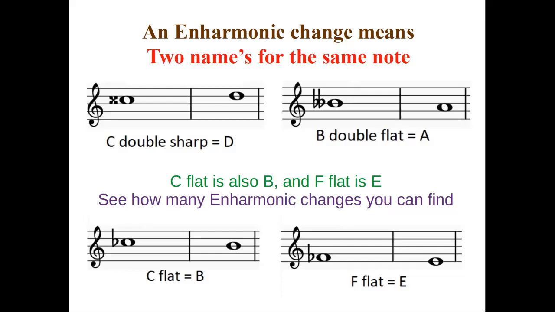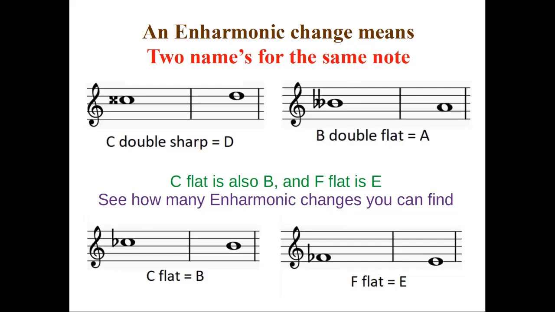B double flat is the same note as A, because between A and B is a black note called B flat. But if we were to flatten B flat, it would become A. C flat is the same note as B, because there's no black note between B and C. So if you made C into a flat, it will move down a semitone, and it would in actual fact be the same as B.